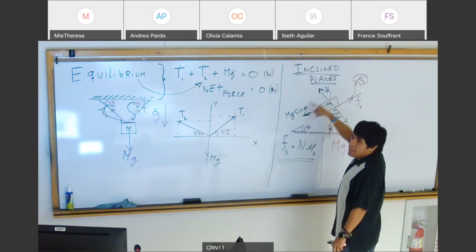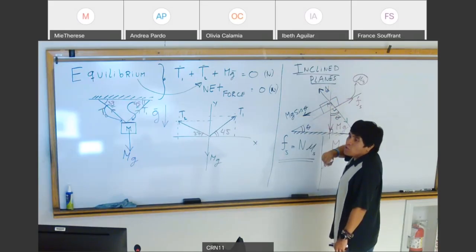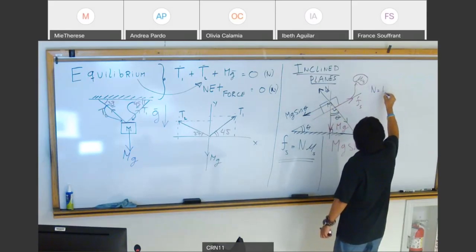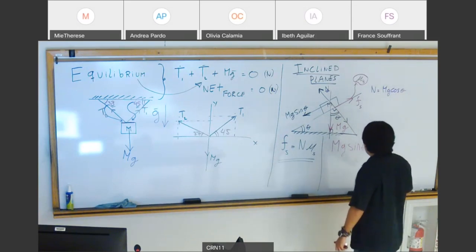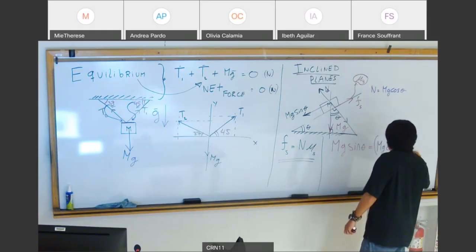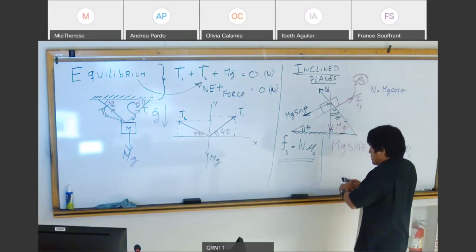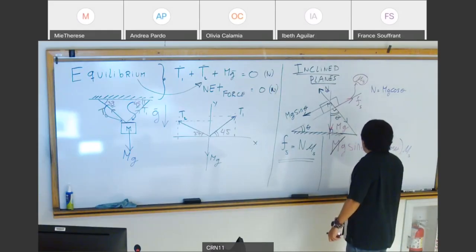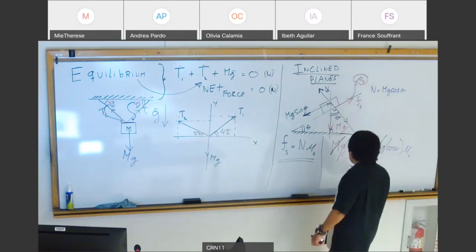Mg sine, here will be mg cosine theta, because of the way you break it into components. So I know that the normal is mg cosine theta. So you will write here mg cosine theta times mu. Look what happens, right? Mass cancels, gravity cancels, and then you get a nice result. Tangent of theta equals mu.